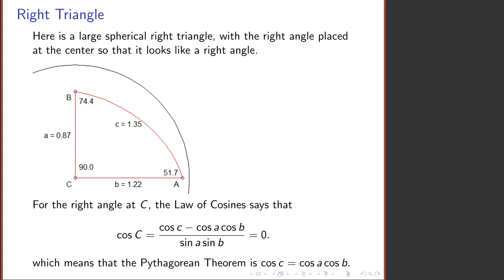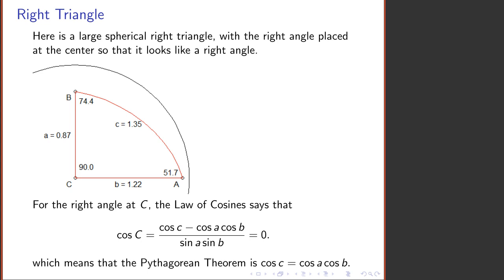And when I look at the right angle at C, I say, well, the cosine of the angle at C is always the cosine of the length of side little c minus the product of the cosines of the lengths of the other two sides over the product of their sines. But the cosine of a right angle is 0. That means the numerator must be 0, and the Pythagorean theorem says the cosine of the hypotenuse is the product of the cosines of the other two sides.